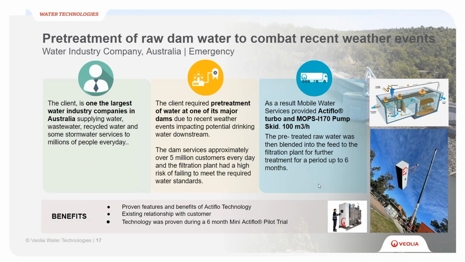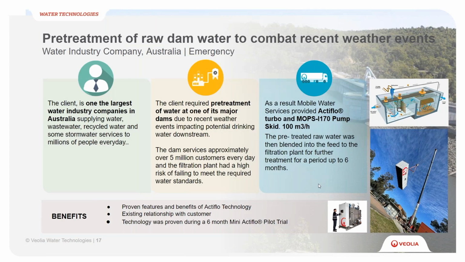The second one was pre-treatment of raw dam water to combat some recent flooding events. Our client is one of the largest water industry companies in Australia, supplying water, wastewater, recycled water, and some stormwater services to millions of people every day.